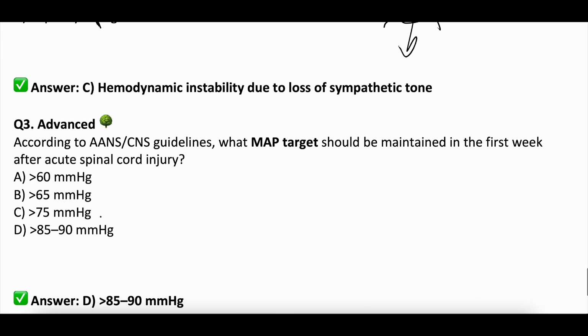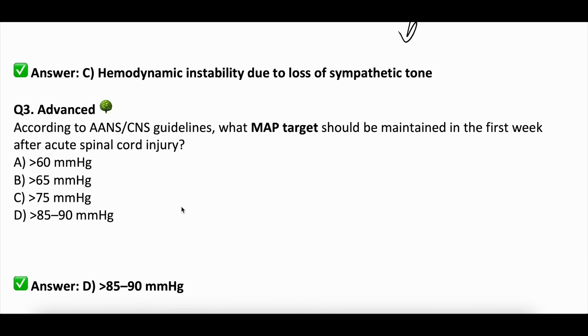The correct answer is D, a MAP target of 85 to 90 millimeters of mercury. There's some argument here, there's some disagreement, but nonetheless, that's what we have in some of these guidelines. So, take it with a grain of salt. Don't take it to the grave. As we always say, none of this is intended to be acted upon as medical advice. The full disclaimer will be at the end of the episode, but we have some guideline coverage there.